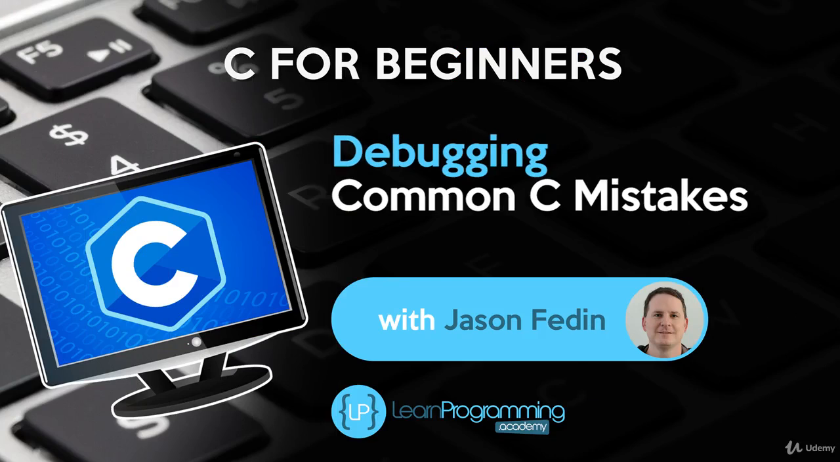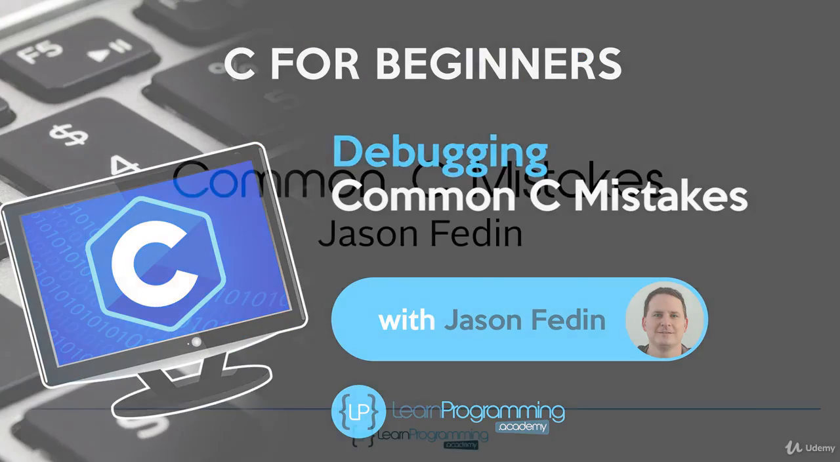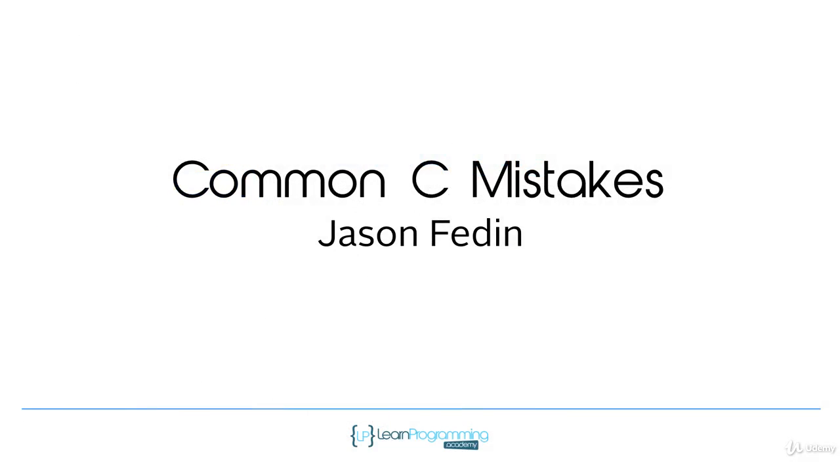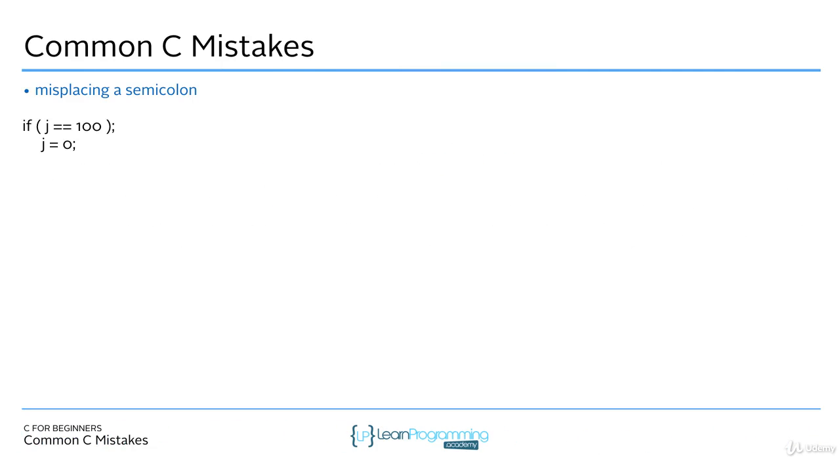Hello and welcome back. In this lecture I want to talk about some common mistakes that you'll make while programming in C. Some of these you might be familiar with from your previous challenges and you've already actually encountered these errors, but these are the most common types of mistakes. First one is very obvious. It's missing a semicolon. Remember that all statements in C will end in a semicolon.